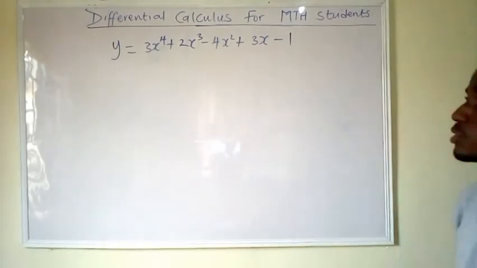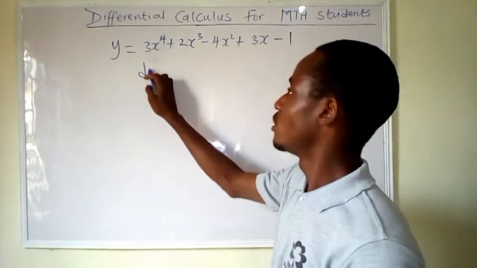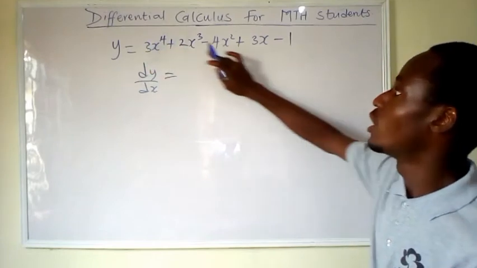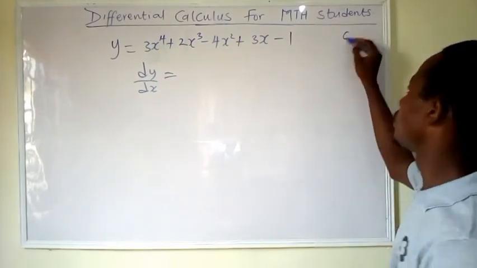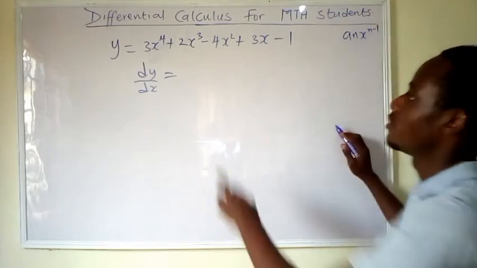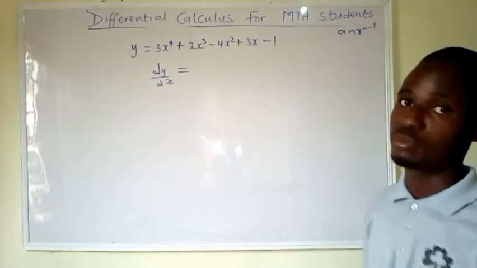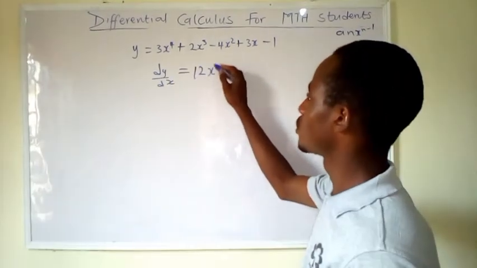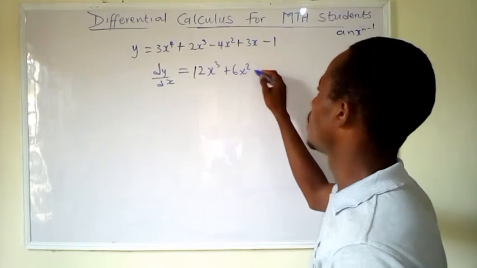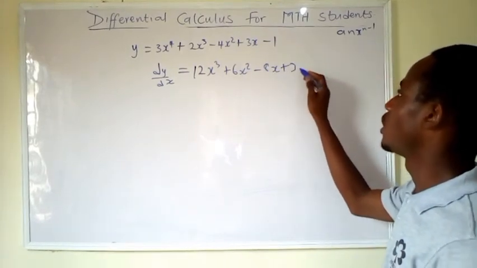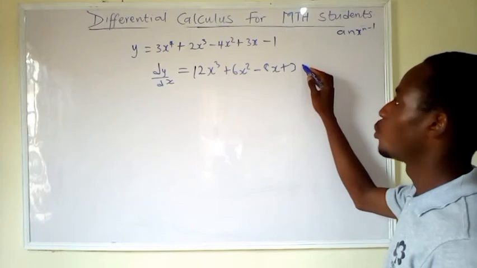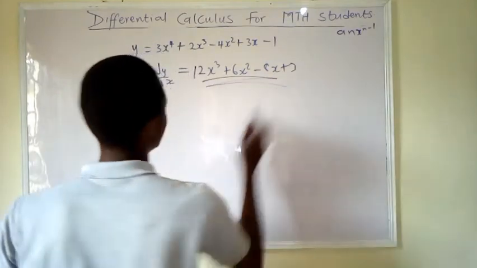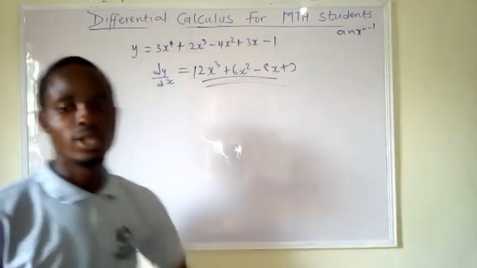So the formula is best used in this process, which implies that the derivative of y with respect to x will now be, I will find the individual derivative. I'm going to use the formula to find the derivative of each individual expression. So by doing that, using this formula, we're going to have 12x cubed plus 6x squared minus 8x plus 3, and this will be 0. The derivative of the constant, which is minus 1, is 0. That will be the derivative of this function.